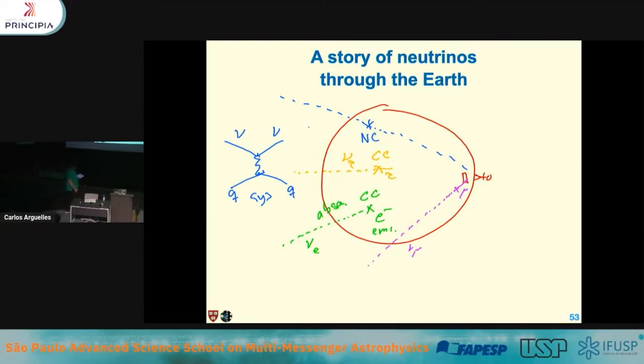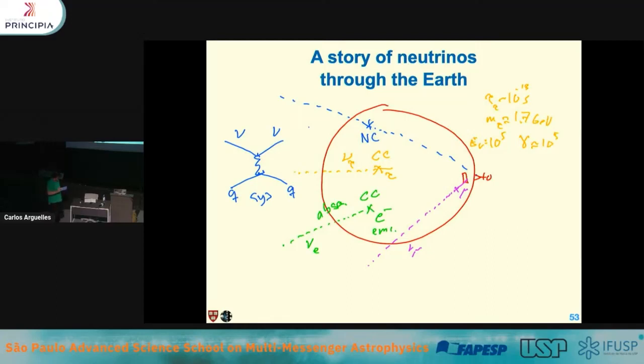So a tau is a very short-lived particle. The lifetime of a tau is about 10 to the minus 13 seconds. Okay? And the mass of a tau is of order 1.7 GeV. So if you have, let's say, a neutrino energy of 100 TeV, the most energy this tau can have is 10 to the 5 GeV, which means that the boost factor is going to be of order 10 to the 5 in order of magnitude.